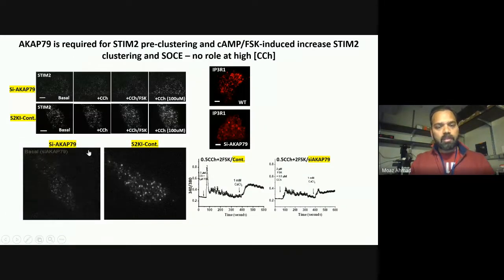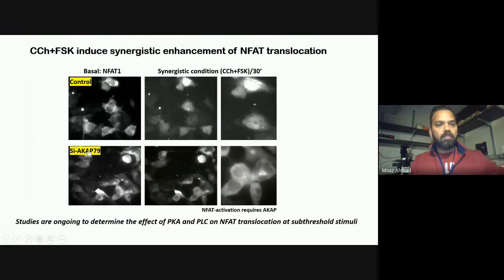So next, we wanted to know what happens to the NFAT translocation with this synergistic stimulus. So basically, we expressed NFAT1 in the Stim2 knock-in cells, and we used the synergistic condition. Under this synergistic condition, it causes a substantial increase in the NFAT1 translocation to the nucleus.